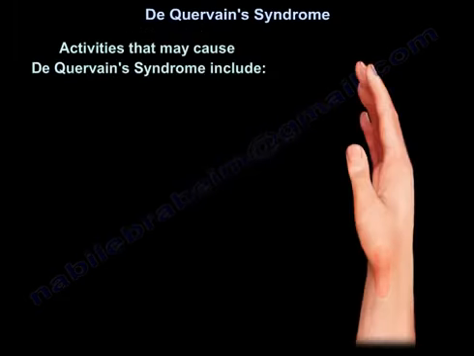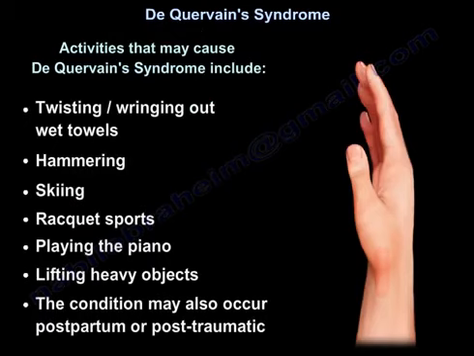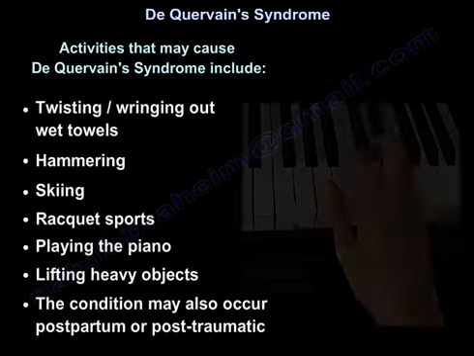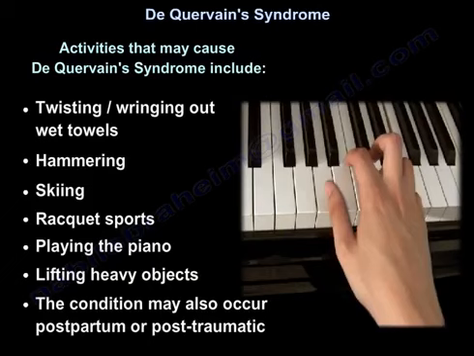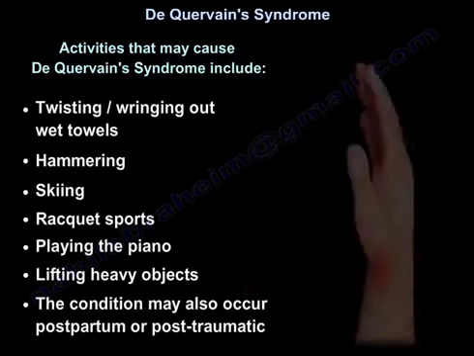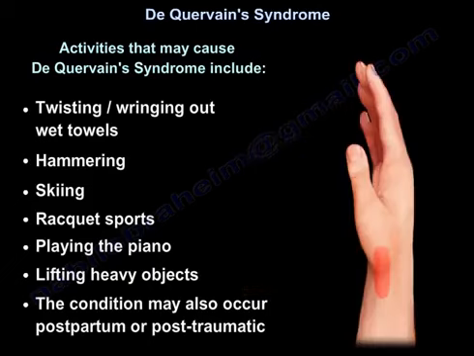Activities that may cause De Quervain syndrome include twisting, wringing out wet towels, hammering, skiing, racket sports, playing the piano, and lifting heavy objects. The condition may also occur postpartum or post-traumatic.